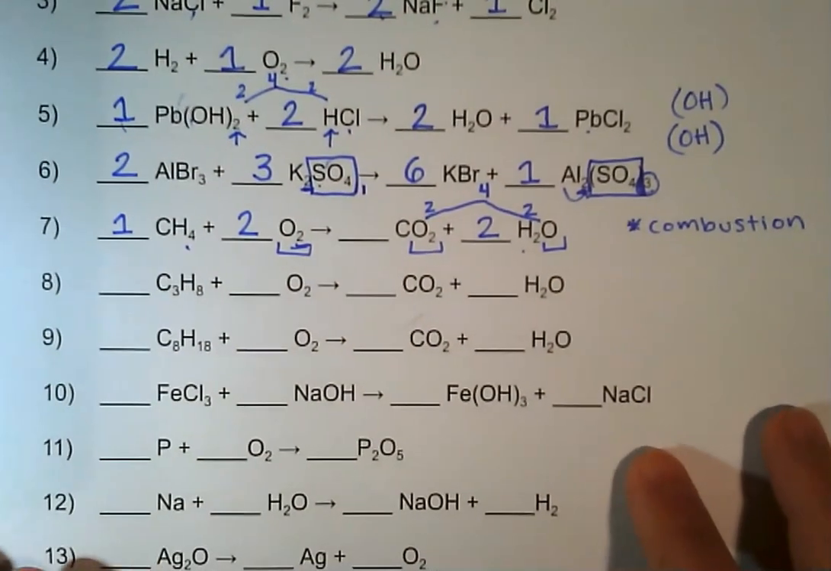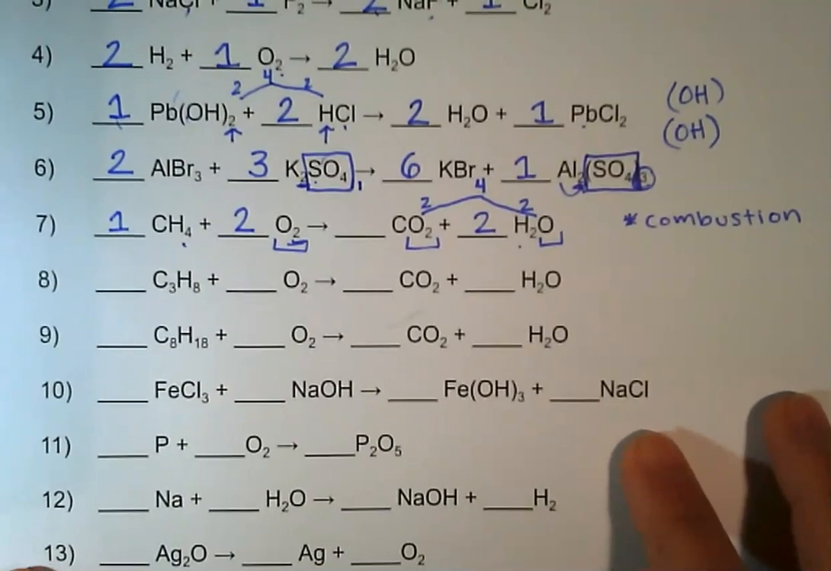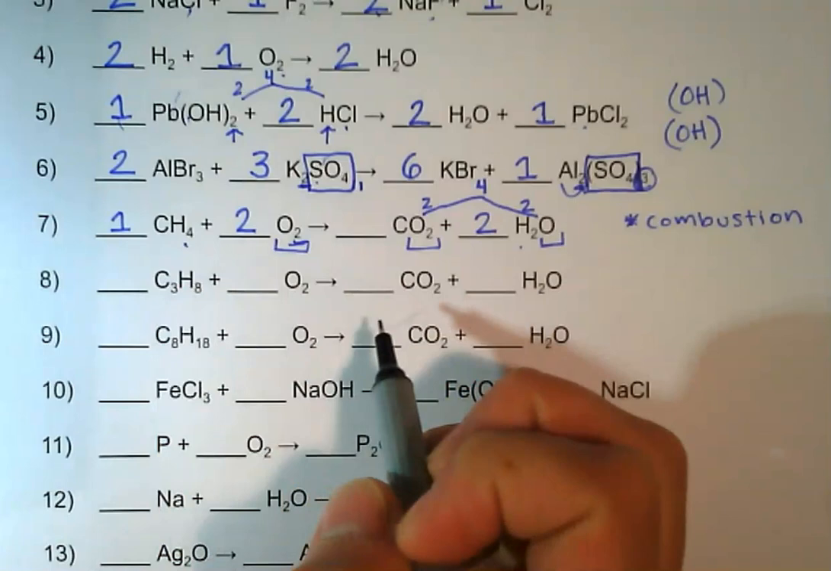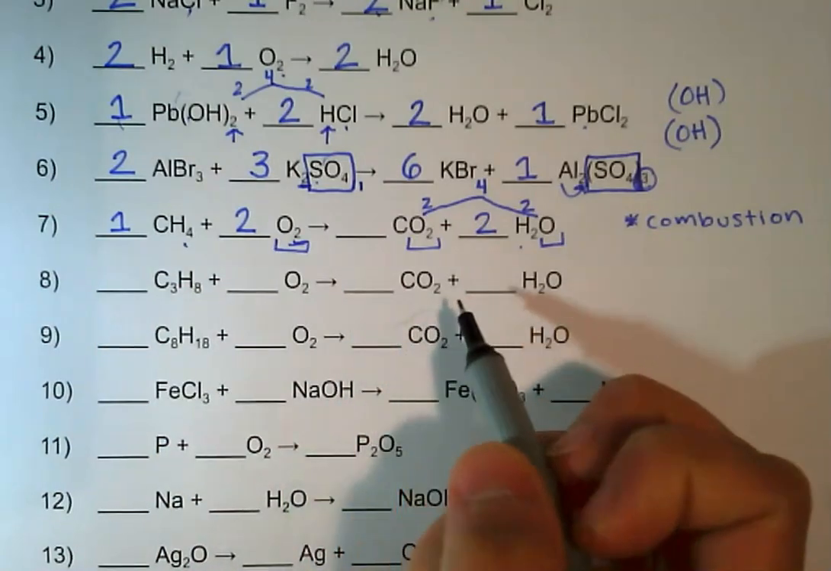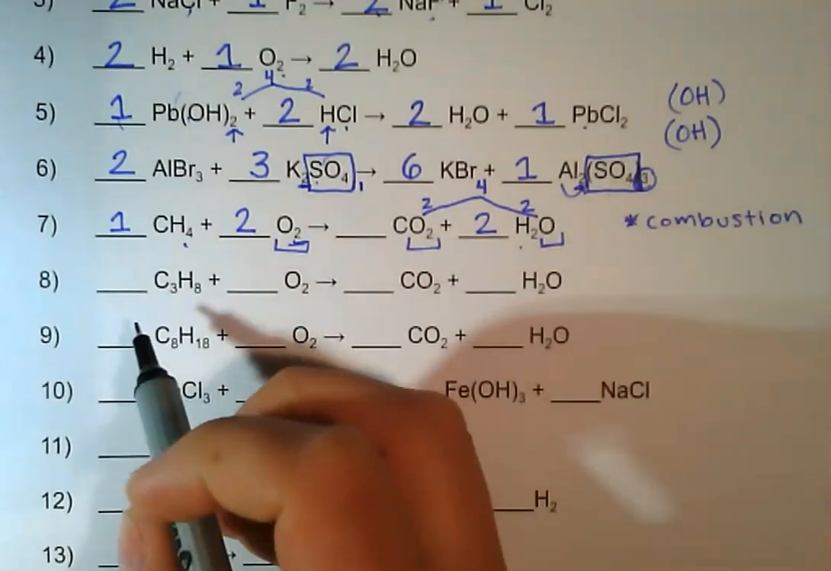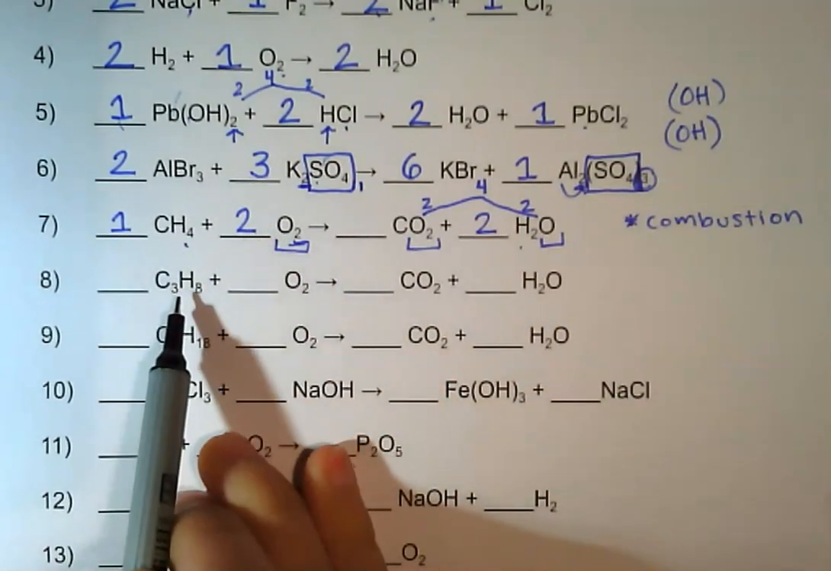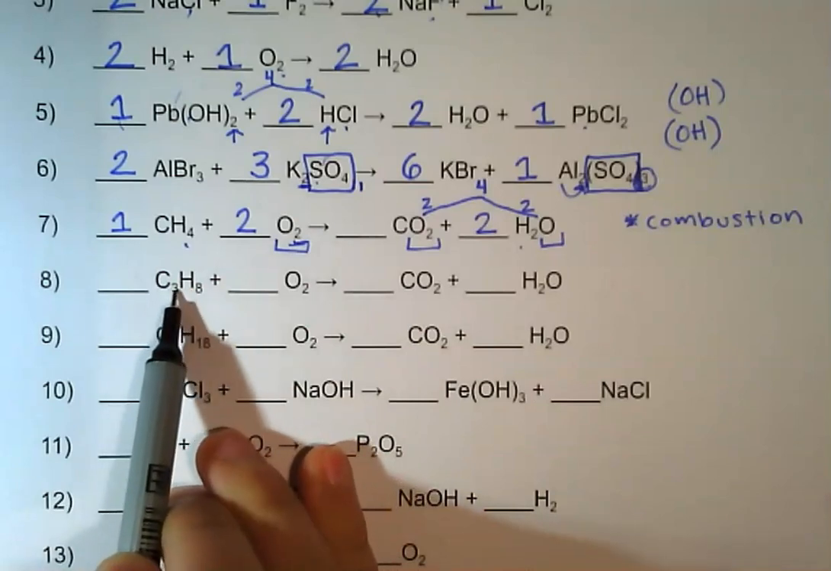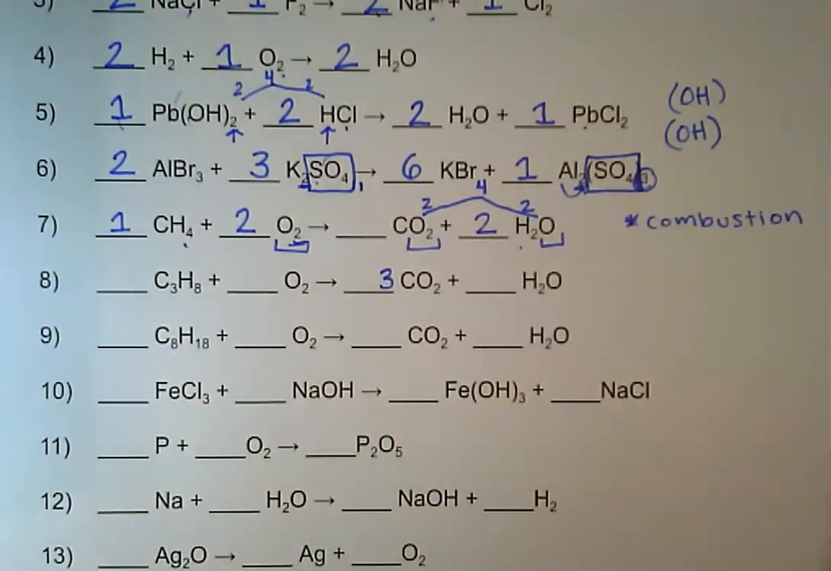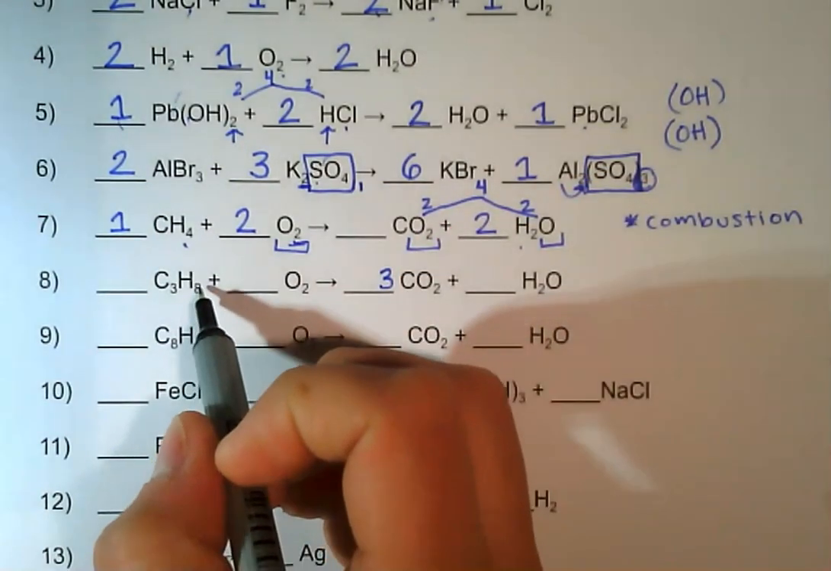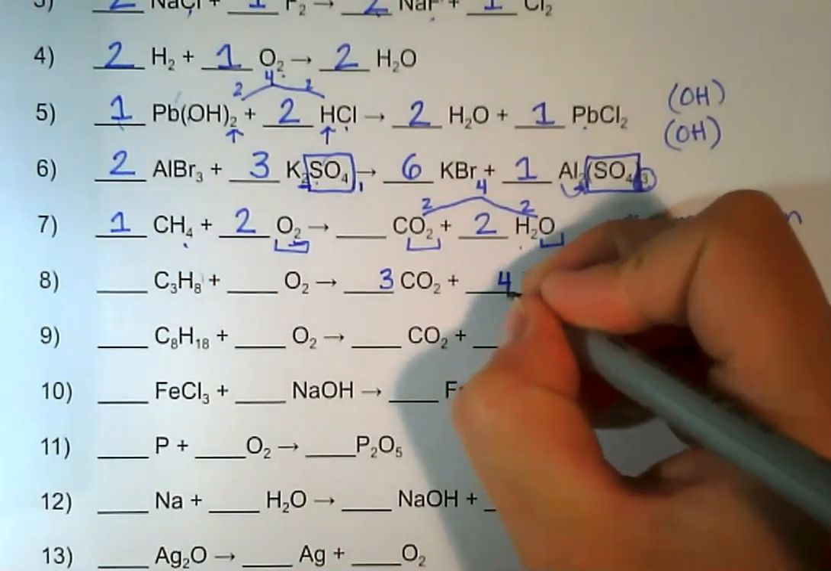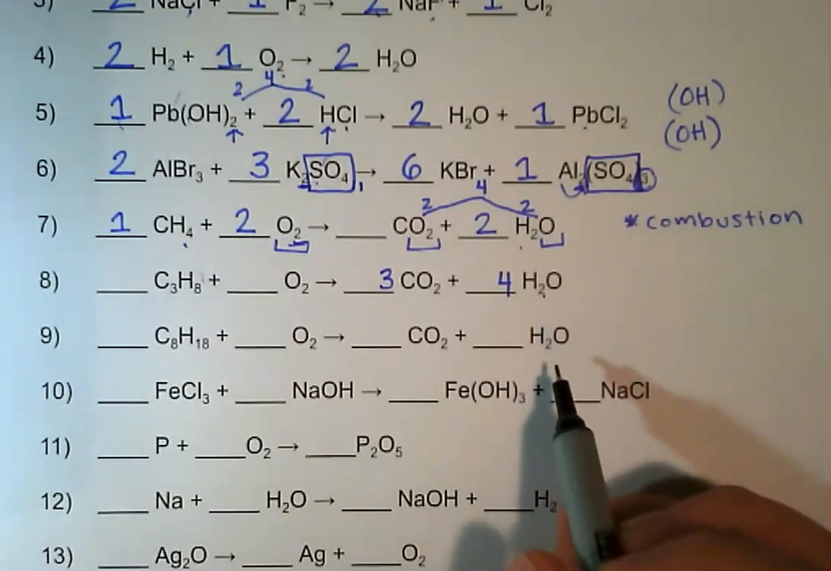Okay, moving on to number 8. So once again, I have a combustion reaction here. I have a hydrocarbon plus oxygen gives me CO2 and H2O. So I'm going to balance oxygen last again, starting with carbon and hydrogen. So I see that I have 3 carbons on the reactant side and only 1 on the product side. So I'm going to put a 3 in front of CO2. Then I look at hydrogen, 8 hydrogens and only 2 on the product side, so 4 times 2 will give me 8 on the product side.